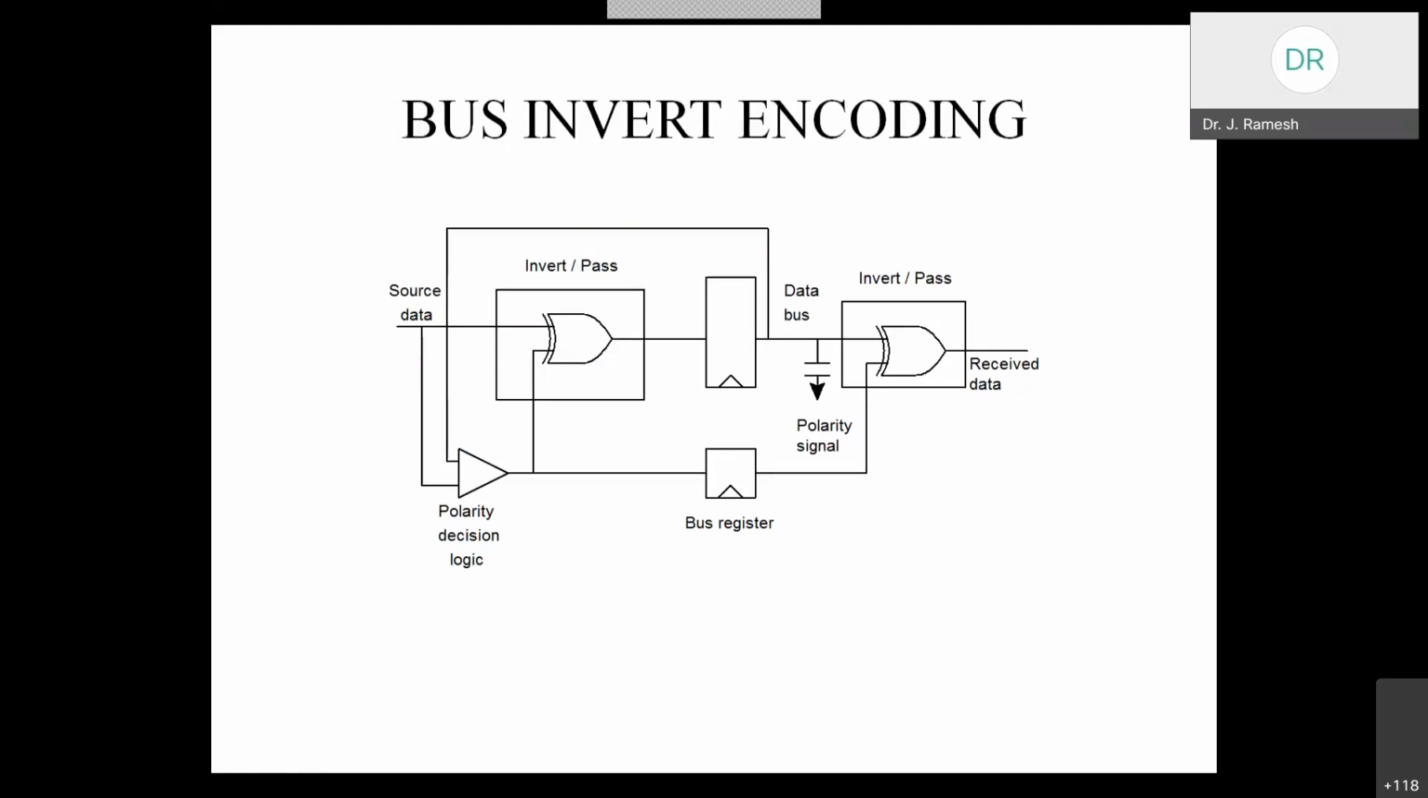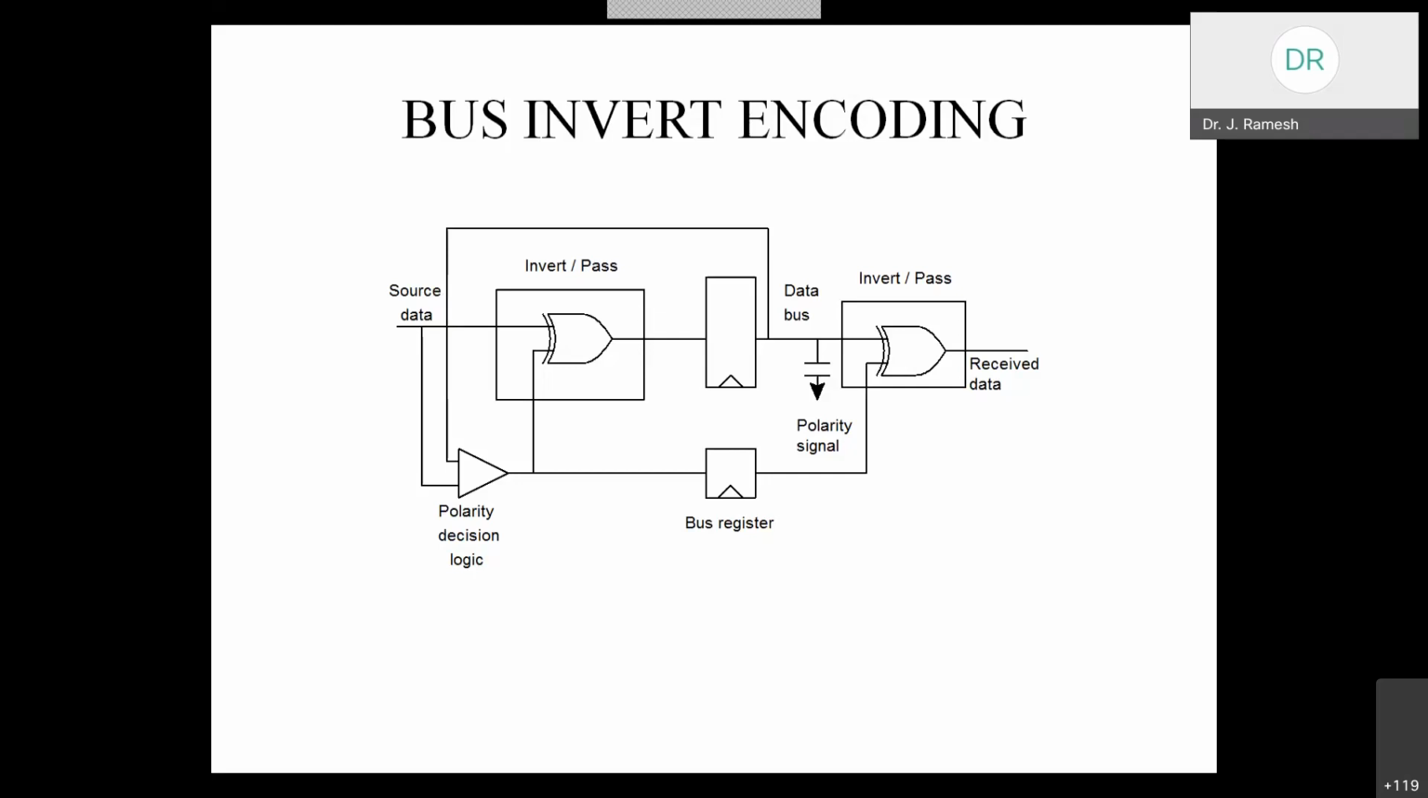Okay, so all 5 bits are zeros. And the next time, if I want to transmit all ones, then the total switching activity will be 5. Okay? So all the 5 bits are having transitions. All 5 bits are transitions. So the switching activity is higher.